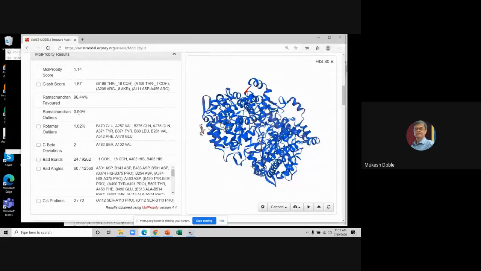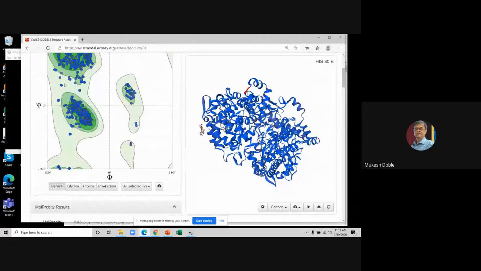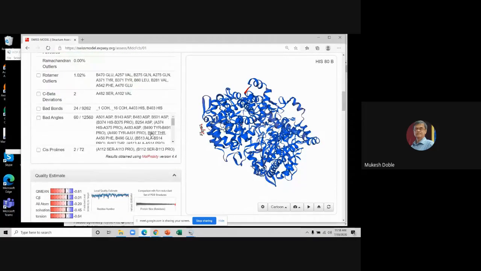And there are very little Ramachandran outliers. So 96% of the amino acids fall into the favored region of the Ramachandran plot. Only 4% are outside, that is, these points are outside the favored region. But hopefully they will go away when I do molecular dynamics.